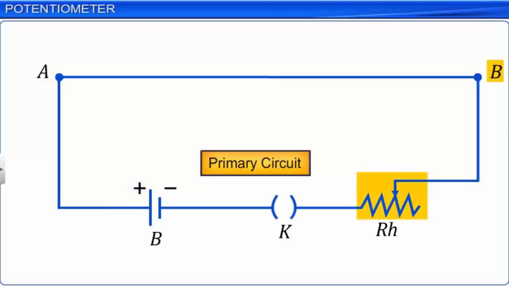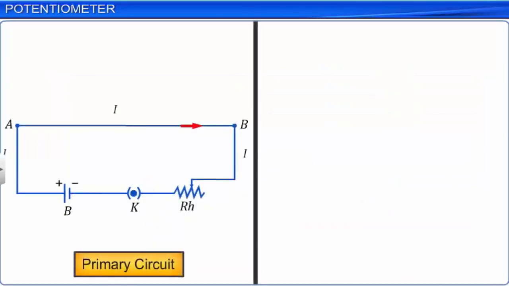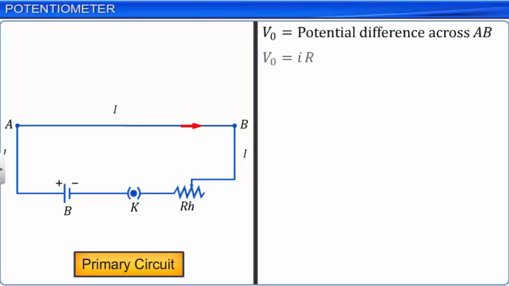When the key is pressed, let I be the constant current in the potentiometer wire along A to B. Thus, the potential gradually decreases from A to B. Let V0 be the potential drop across AB set up by the circuit. According to Ohm's law, the potential drop V0 is equal to I into R, where R is the resistance of the wire.